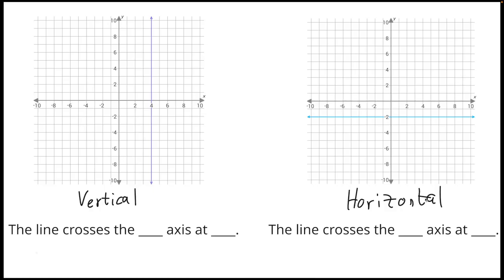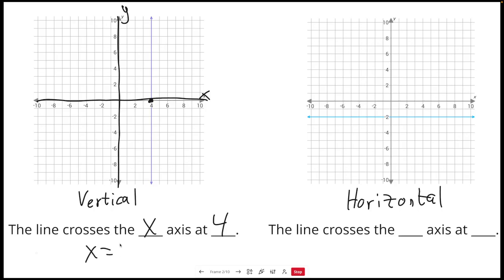Now, I have this phrase down here at the bottom. The line crosses the blank axis at blank. By the line, I'm talking about this purple line. So the purple line crosses the, and remember, this line is your x-axis. You can see it labeled right here. That's the x-axis, and this line is your y-axis. That's true of any graph. So this purple line crosses the x-axis, because it goes over the x-axis. And what number does it cross it at? Well, it crosses it at 4, and so the equation of this line is just x equals 4.